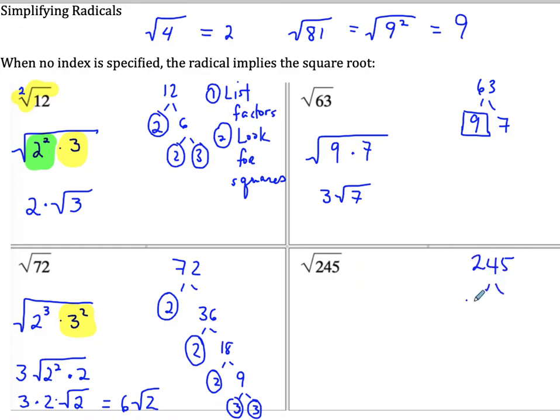All right, 245. Break it down: 5 goes in 49 times. Oh, and look at that, I already recognize that as a square. So this is the square root of 5 times 7 squared, or 7 root 5. Okay.